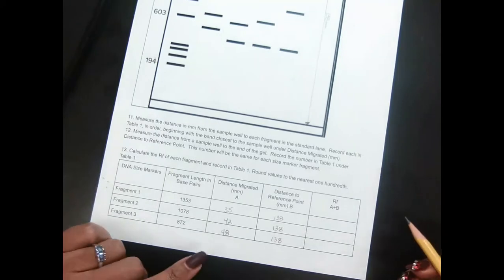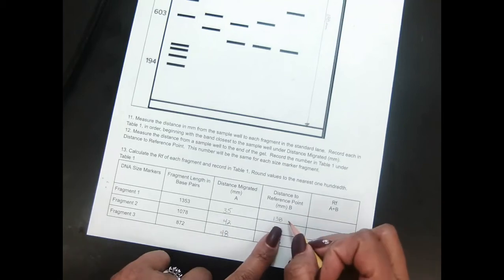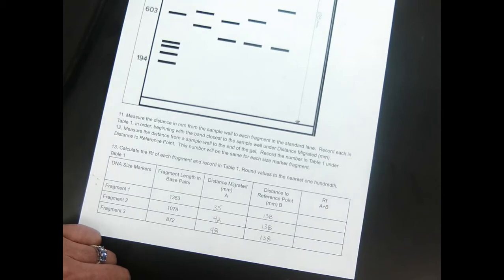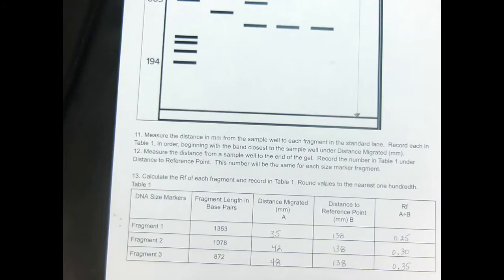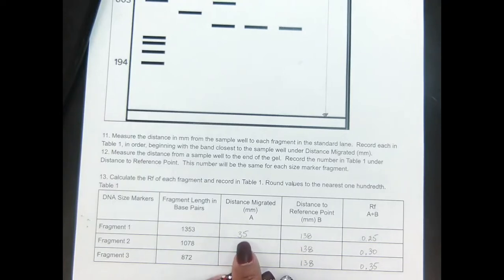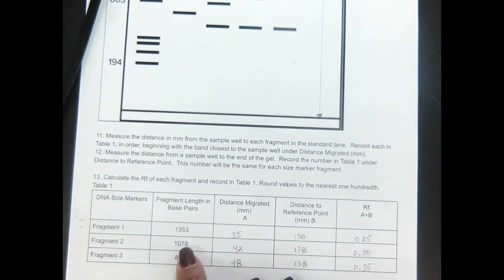Okay, then the only thing that you're going to do in order to get the RF is divide 35 by 138. So we'll give you time to get your calculations done, and you can pop it into the table there. Okay, so hopefully you've had enough time to go ahead and get that calculated. After dividing 35 by 138, what I wound up getting is 0.25 and 0.30 for this fragment. And for this fragment, I got 0.35.